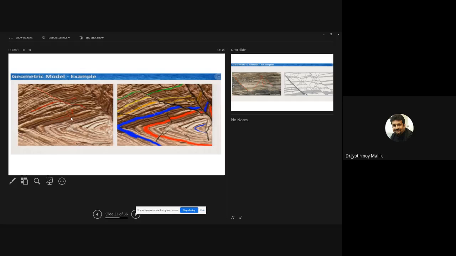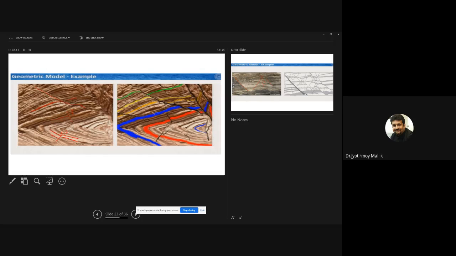Here also you can see there are some displacements. Observe here. You can see here, through here, if you follow this layer, it was here, and after this red line, this layer has come here. So there is a sort of displacement.